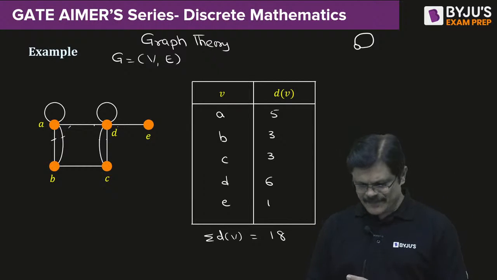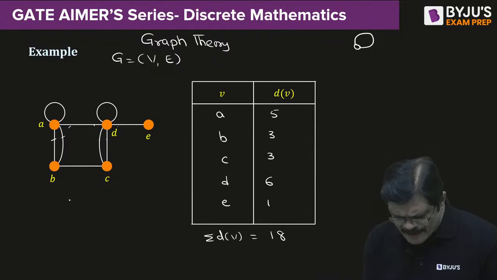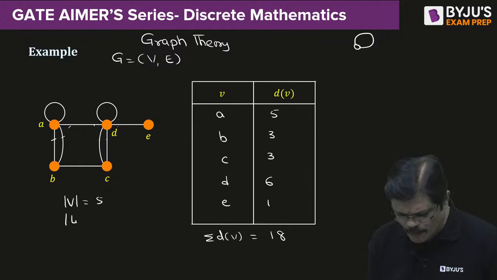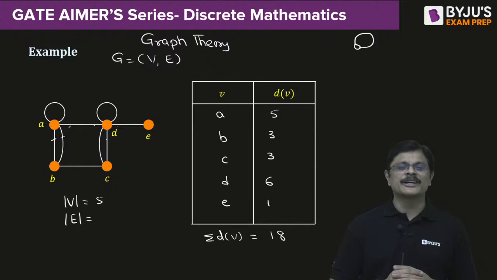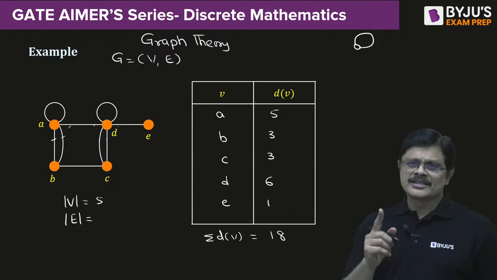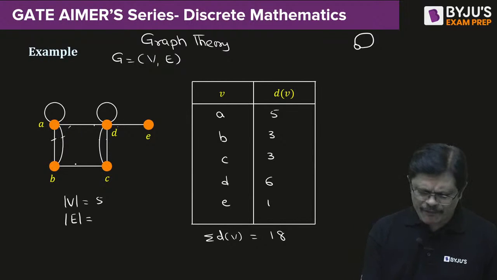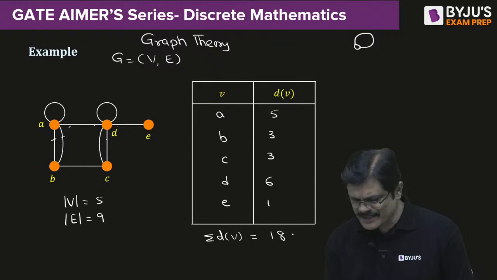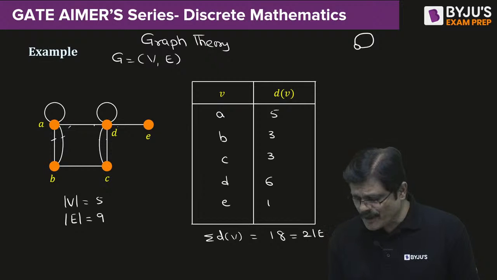No problem. See, if you add up all the degrees, you're going to get 18. And in this particular graph, if you count the number of vertices, how many vertices are there? 5 vertices. But that is not very interesting for me. What is very important for me is the number of edges. How many edges are there in this particular graph? For counting, a self loop is counted only once, sir. So 1, 2, 3, 4, 5, 6, 7, 8, 9. 9 edges are there. And if you observe this, the sum of degrees is 2 times the number of edges.